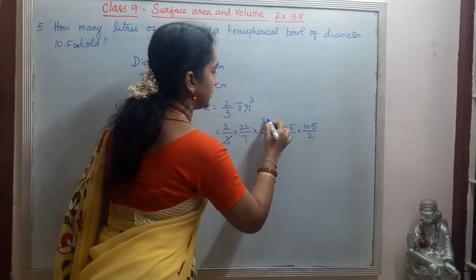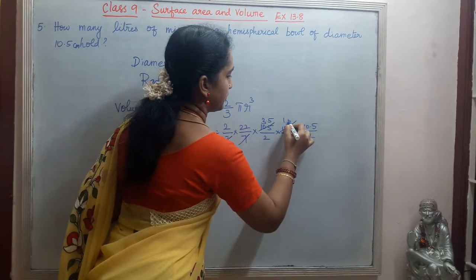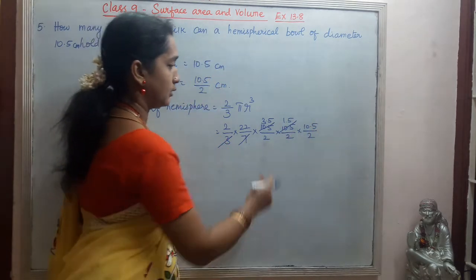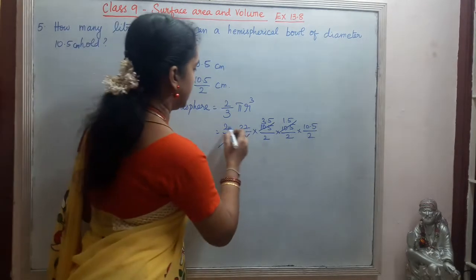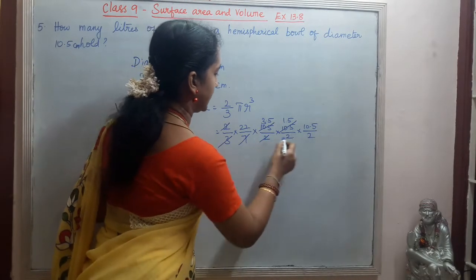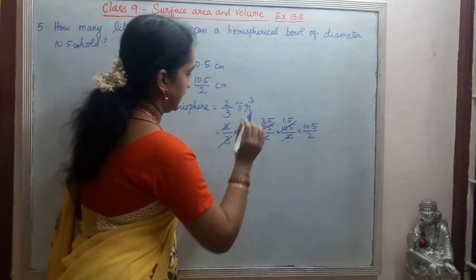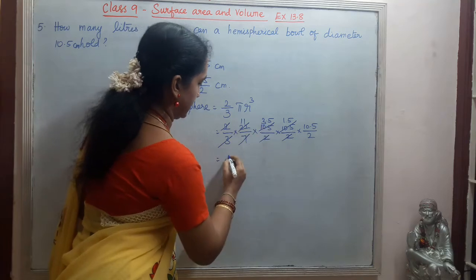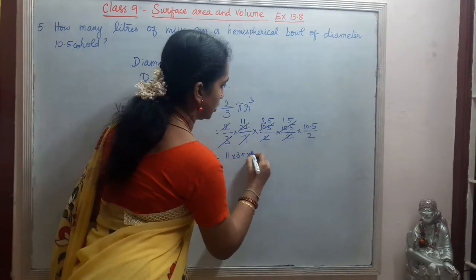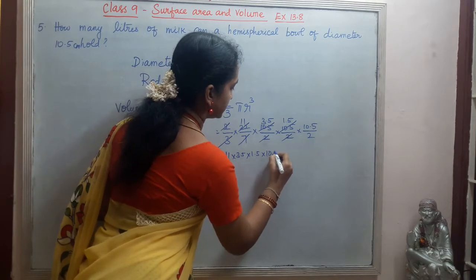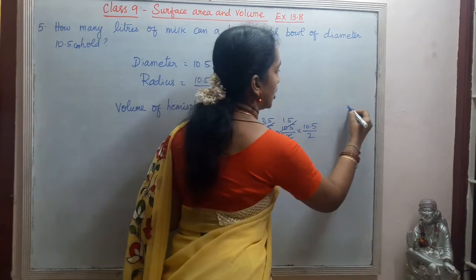3 3s are 9, 3 5s are 15. Then 7 1s are 7, 7 5s are 35. Then this 2 can be cancelled. Then again this 2, 11. So when we simplify this, we'll get 11 into 3.5 into 10.5 into 10.5 divided by 2. Now we will multiply all these things.